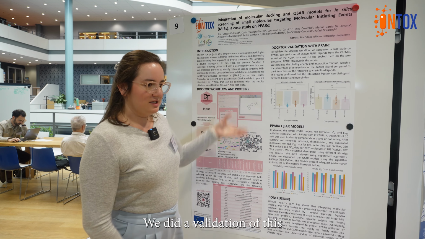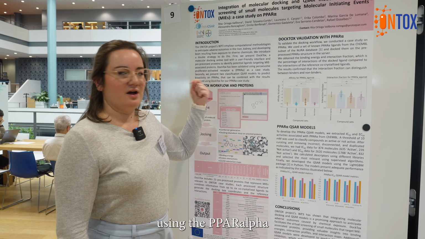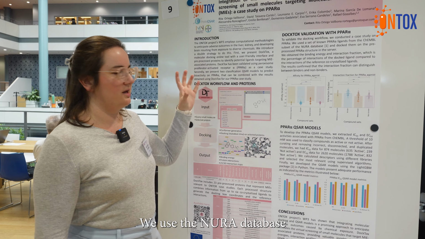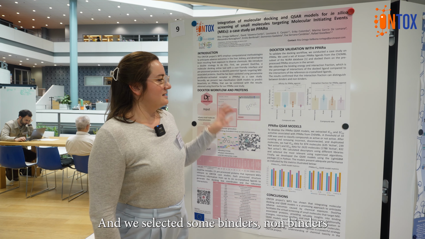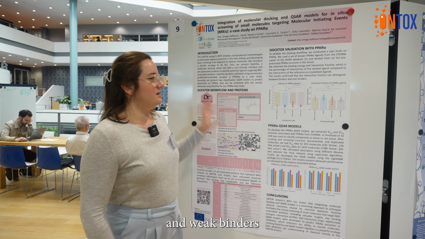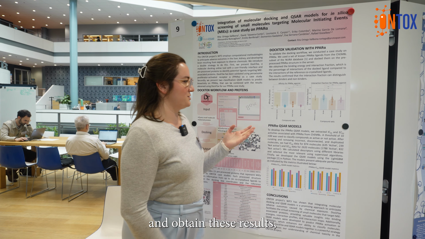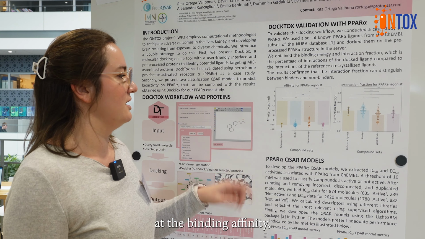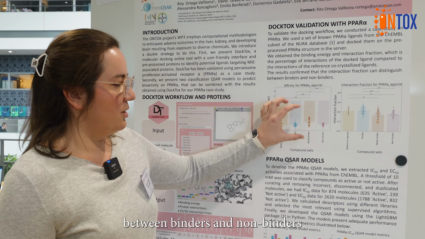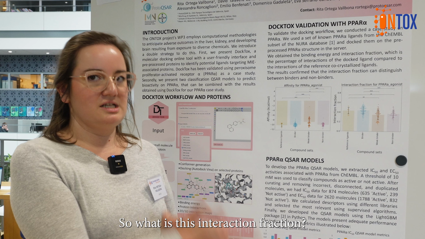We did a validation of this server, of the workflow that is behind the server, using the PPAR alpha protein as an example. We used the NURA database information about the PPAR alpha protein, and we selected some binders, non-binders and weak binders, to run them through the structure that we had in the server and obtain these results, which are curious because when you only look at the binding affinity, you cannot really see a difference between binders and non-binders, but when you look at the interaction fraction, you can actually see differences between non-binders and binders. So what is this interaction fraction?